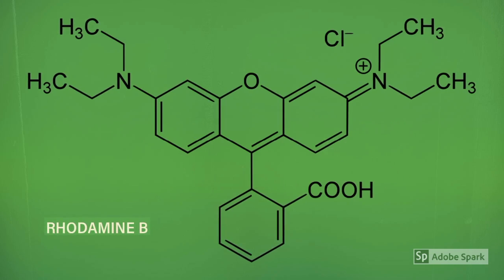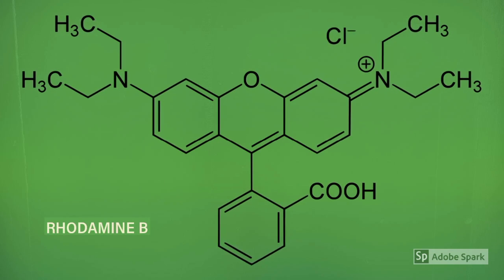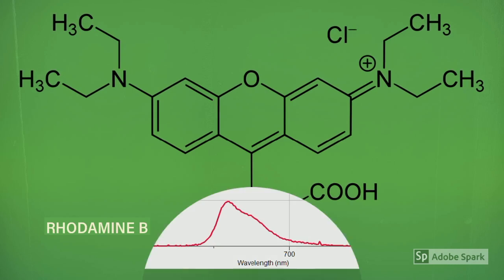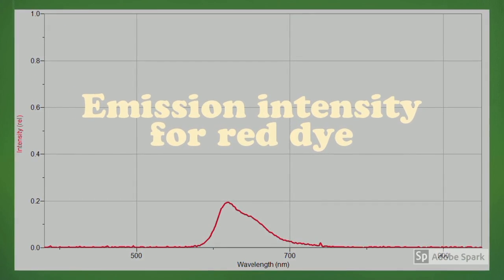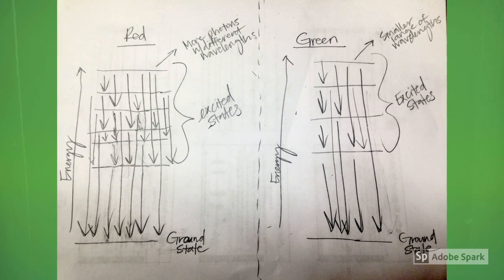The red dye is larger and has more electrons, so it has more energy levels than the green dye. Thus, when the red dye absorbs and emits electromagnetic radiation, it will be emitting over a larger range of wavelengths of energy because there are more ways for electrons to move between different energy levels in the red dye than the green dye.